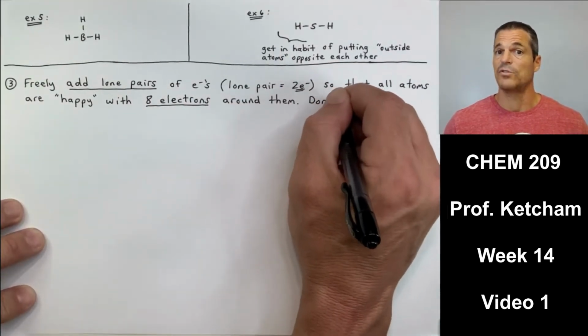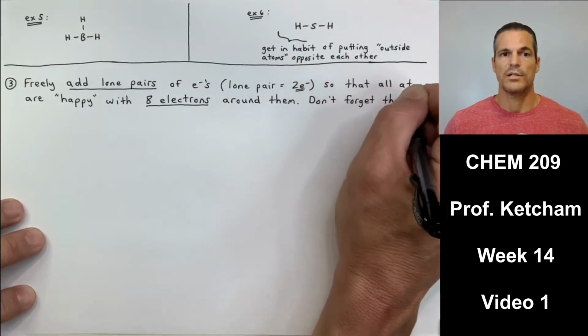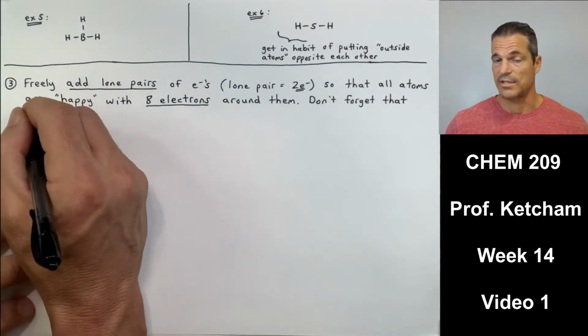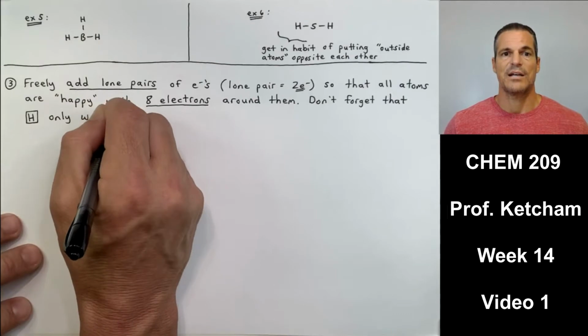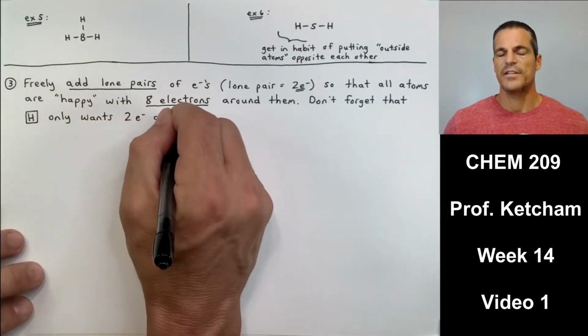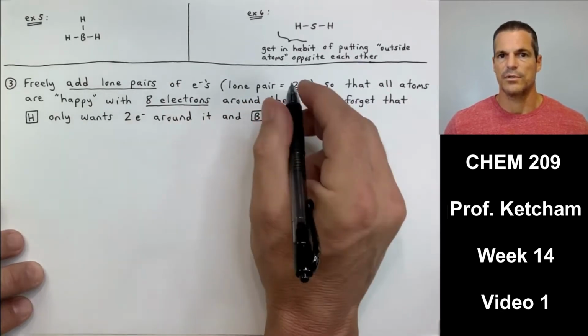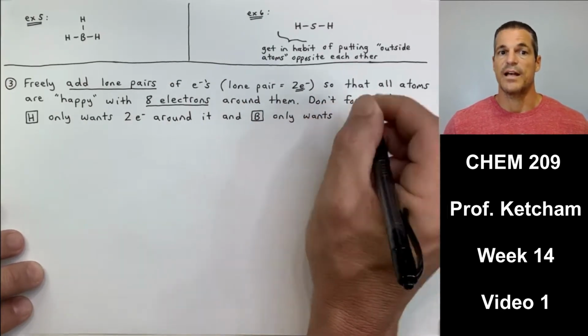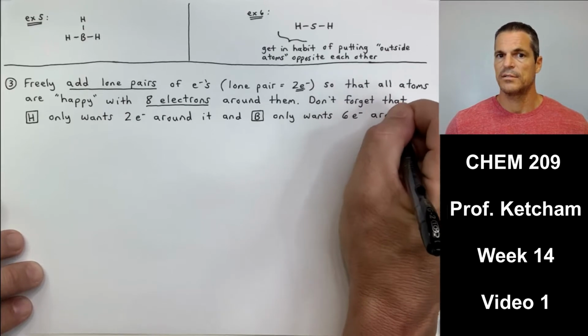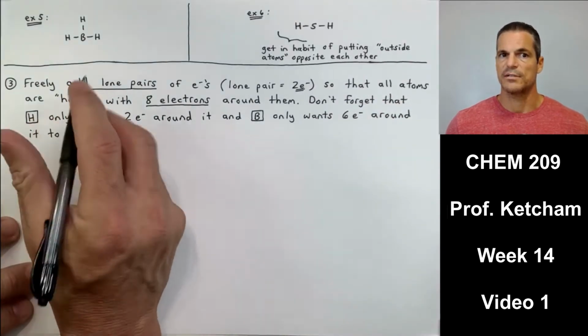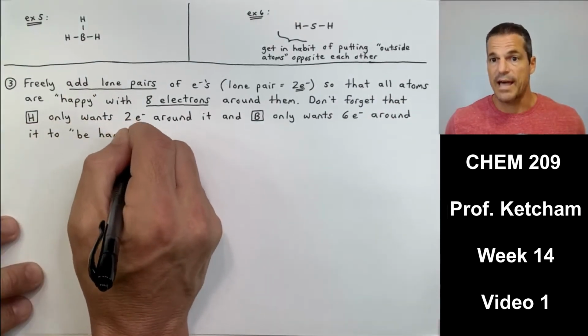Hydrogen only likes to have 2 electrons around it. Boron only likes to have 6 electrons around it. All right, so I'm going to write that down now. This is called the octet rule. Everyone likes to have 8 electrons around them total. But don't forget that hydrogen only wants 2 electrons. Boron only wants 6 electrons in order to quote unquote be happy with 8.